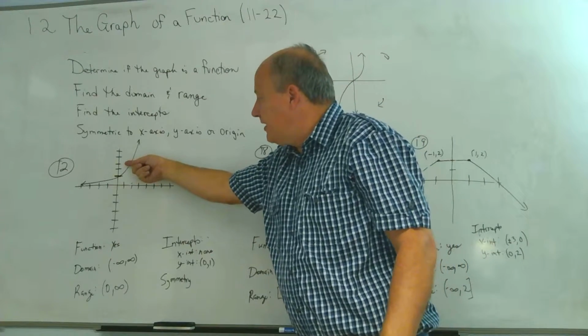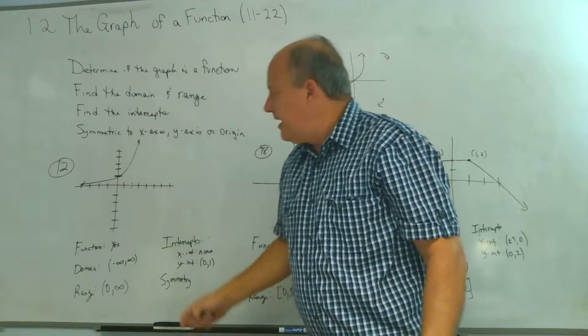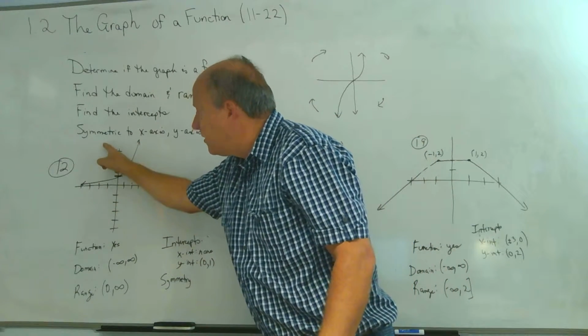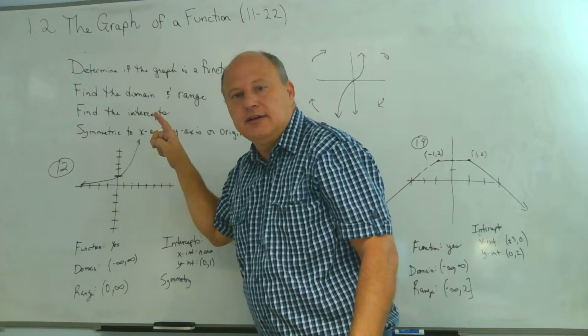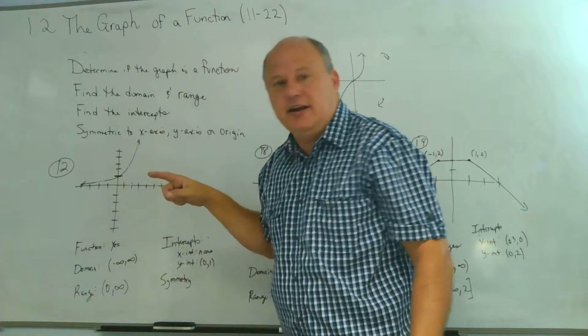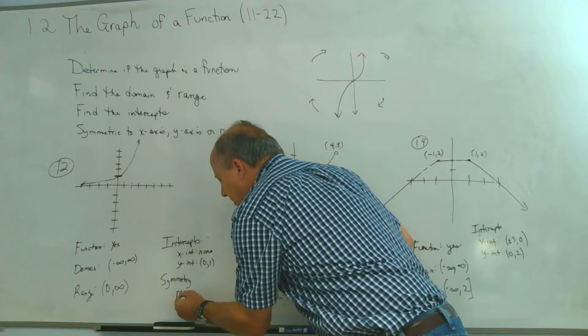It's not symmetrical to the x-axis, because if you flip this across here, there's no graph down there. If you flip this thing across the y-axis, this part right here actually should be over here then, and it's not. And this part right here should be over here, and it's not. So there is none. There's no symmetry here.